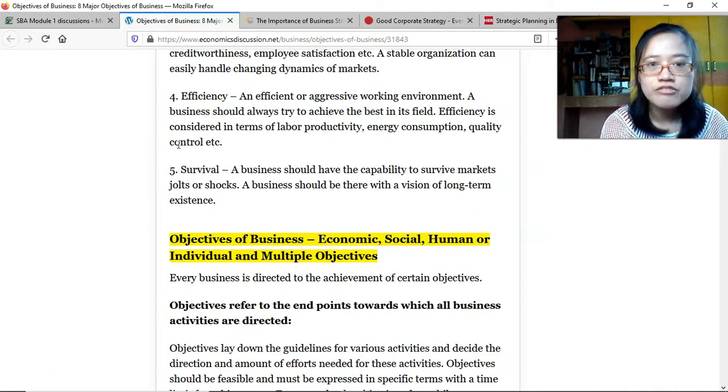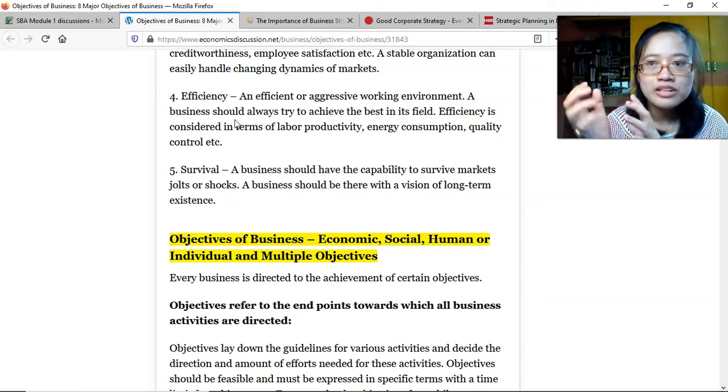Okay, and then we have efficiency. An efficient or aggressive working environment. A business would always try to achieve the best in its field. Efficiency is considered in terms of labor, productivity, energy consumption, quality control. Okay, in essence, for businesses, what efficiency means is using the least number of resources to provide the most number of output na quality naman.